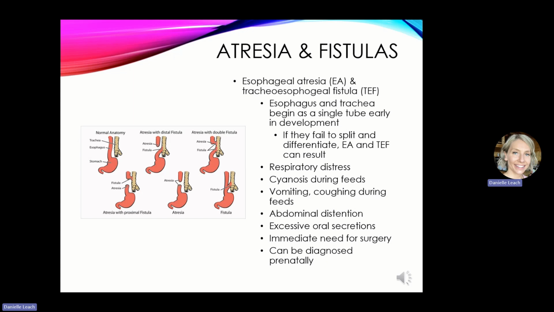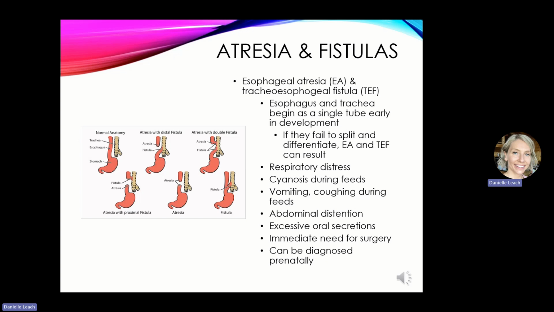So we could have respiratory distress. If you're looking at these graphics, say the bottom left-hand corner one, where the esophagus is just going straight into the trachea, think about when the baby starts to eat, either breastfeeding or bottle feeding, basically the milk is going to go straight into the trachea. So they're going to have respiratory distress. They could have cyanosis during their feeding. They could also have vomiting and coughing during the feeding.